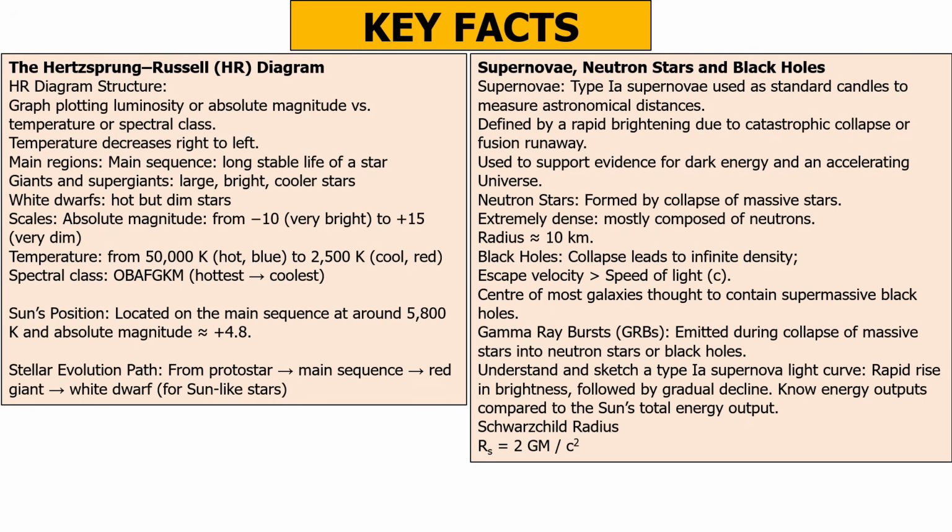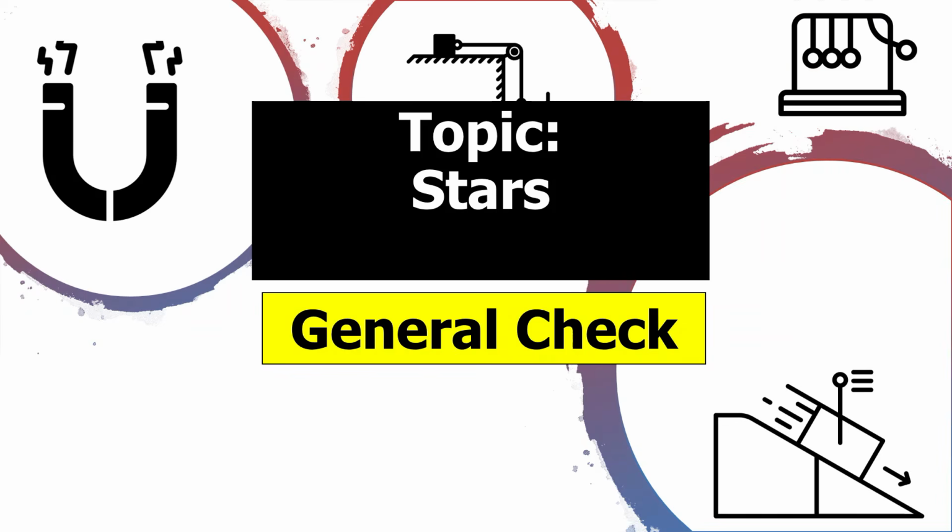You must be able to understand and sketch the type 1a supernova light curve with a rapid increase in brightness up until minus 19 absolute magnitude, followed by a gradual decline, and we know the energy outputs compared to the sun's total energy output. The Schwarzschild radius of a black hole is equal to 2GM over c squared. So let's have a look at some general check questions regarding stars.